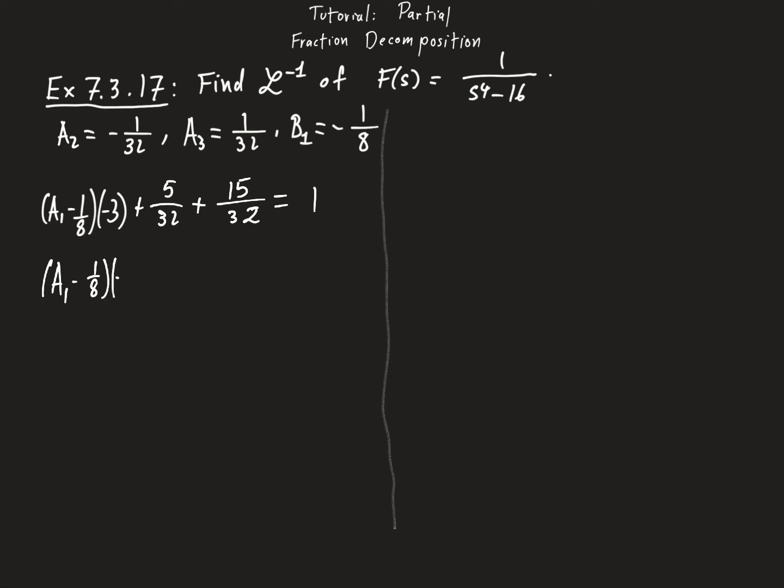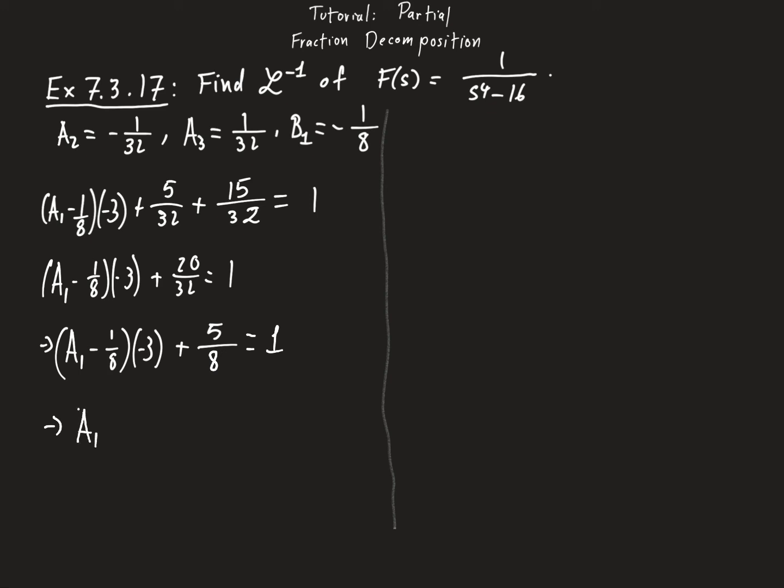Still have this guy. And then this is plus 20 over 32 is equal to 1. All right, 20 over 32 can be simplified. Both the numerator and the denominator are divisible by 4. So this now gives us a1 minus 1 over 8 times negative 3 plus 5 divided by 32, which is, of course, 4 times 8. So here we have 5 over 8, and then this is equal to 1. All right, a little bit more work to go here.